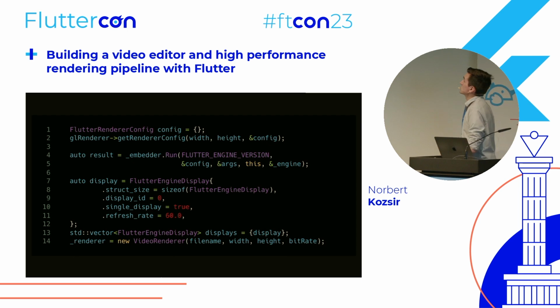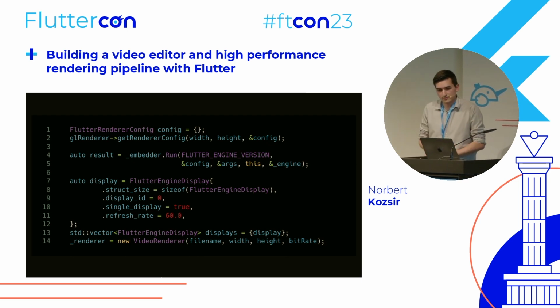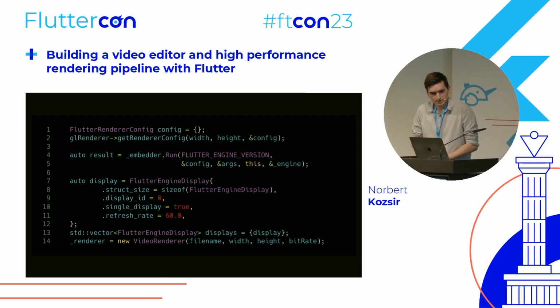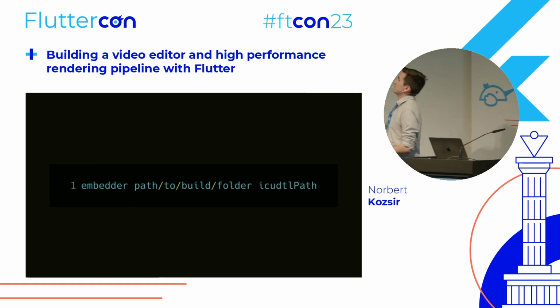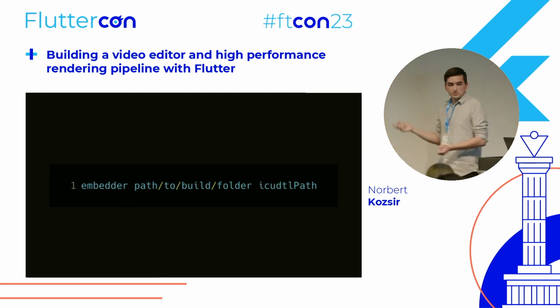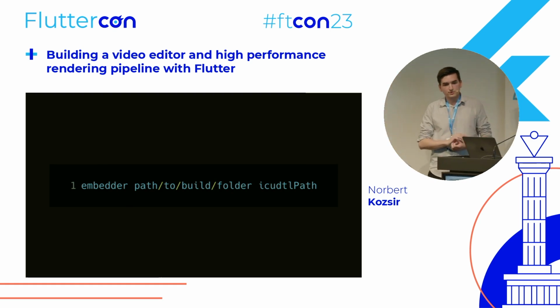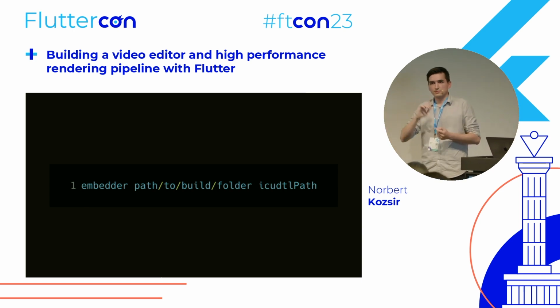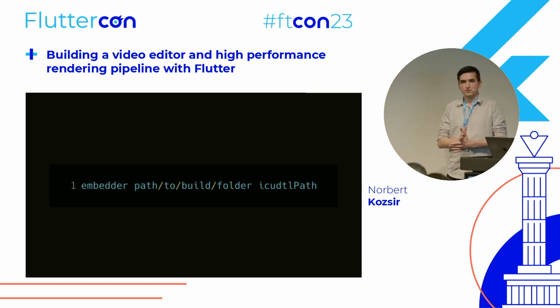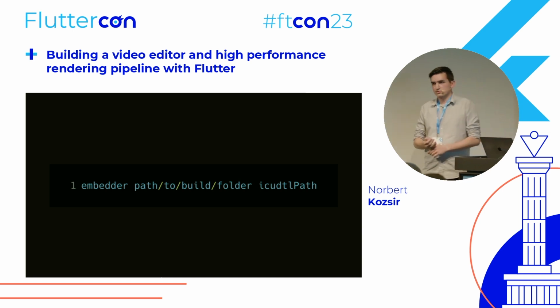This is just a small code snippet showing stuff you have to do. You have to set up a Flutter engine display, call embedder.run with some arguments and so on. And at the end, if you build your project, you get an embedder, which is just an executable, and you point it to the folder where the build is. You can obtain it by either running flutter run, and there will be a build artifact, or just use flutter build, which just results in a folder.